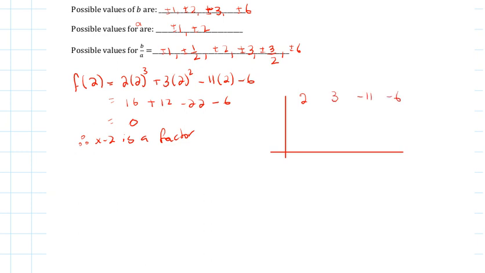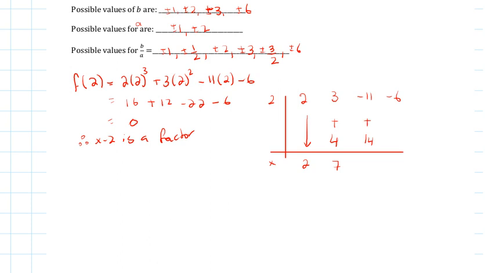Multiply 2 times 2, that's 4. So that goes here. Add, 7. 7 times 2 is 14. Add, and that's going to give me 3. 3 times 2 is 6.